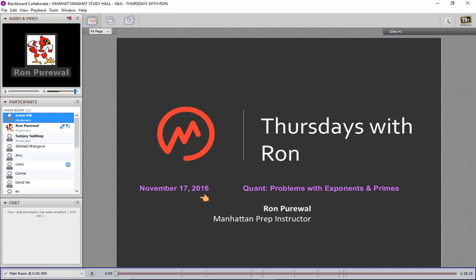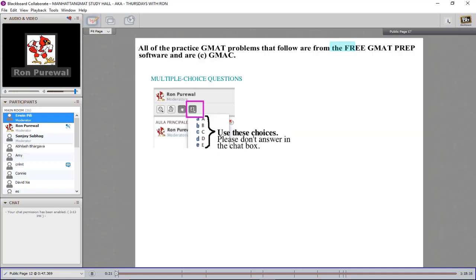Today is November 17th, and we're going to be doing some quant today with exponents and primes. So let's do it. We just went over the rules and all that kind of stuff. So just to show you this again, these problems are all from the free GMAT prep software, which is copyright GMAC. Okay. Let's do the problem.